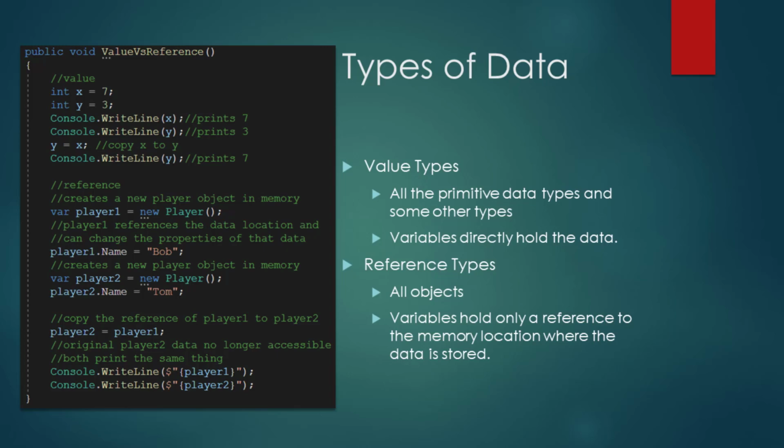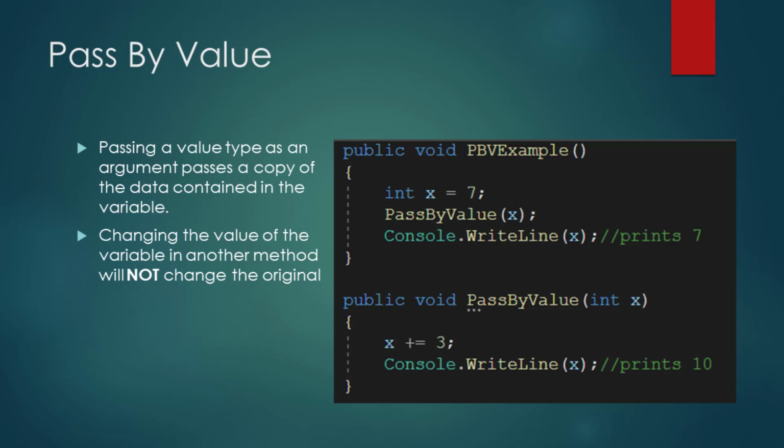So how does this information transfer to passing arguments? Well, when you pass any of the value types, they pass by value, meaning that a copy of the data they contain is sent to the method and then assigned to the parameter that accepts the argument. For example, in the PBV example method, we have an int x equals 7, and then we call pass-by-value and pass x as an argument. The value of x is sent to the pass-by-value method, and so inside the pass-by-value method, x starts as 7.